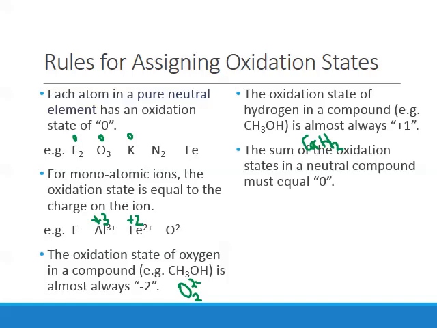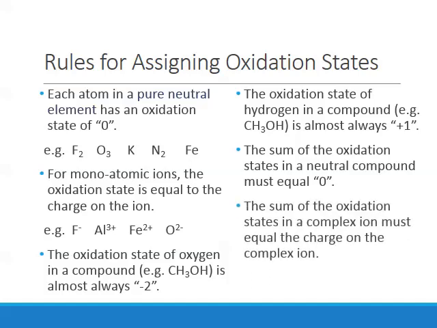The last two rules: if you have a compound, the sum of the oxidation states in the compound has to equal 0 if the compound has no charge, if the compound is neutral. If the compound does have a charge, so now we're talking about a complex ion, then the sum of the oxidation states must equal the charge on that ion. All right, so pause the video and make sure you've got all of those rules written down, and then we'll take a look at some examples on the next slide.